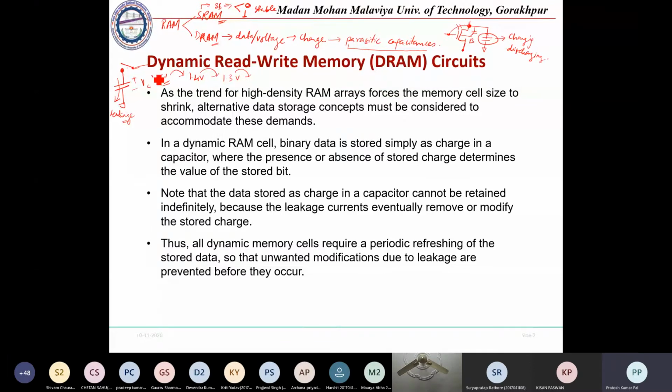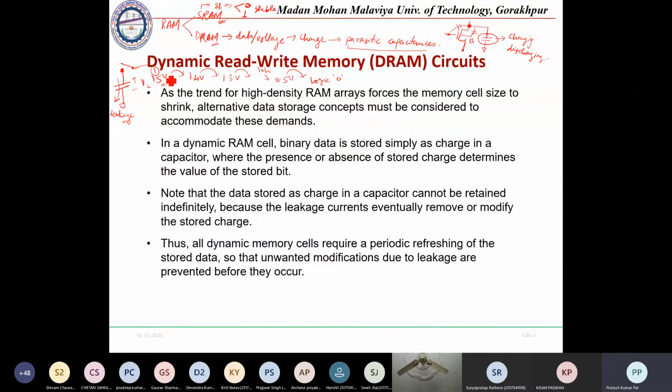Initially it was 1.5, so it was logic 1. After suppose 10 hours, this data may be like 0.5 volt, and this 0.5 may be considered as logic 0. So there is a change in logic. Initially it was 1, but as no operation was performed on this capacitor voltage, it reduced to 0.5 volt, which is equivalent to logic 0. That is just an example. So it has changed from logic 1 to logic 0.